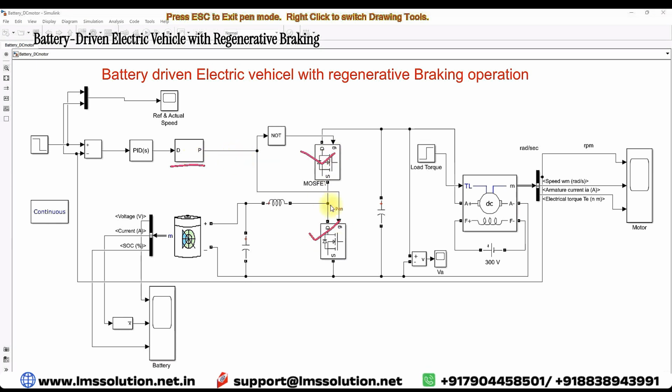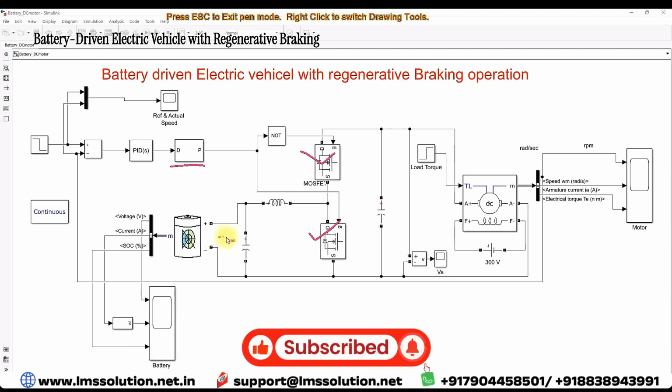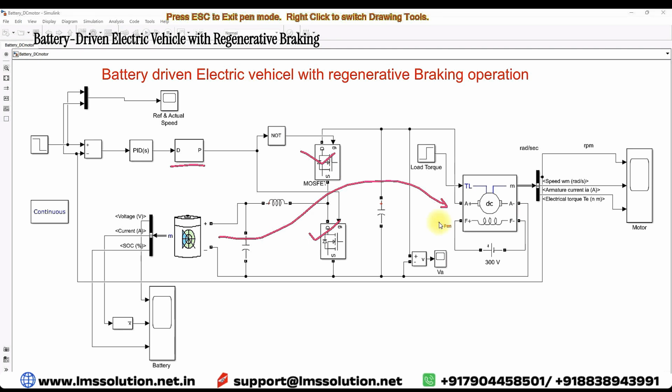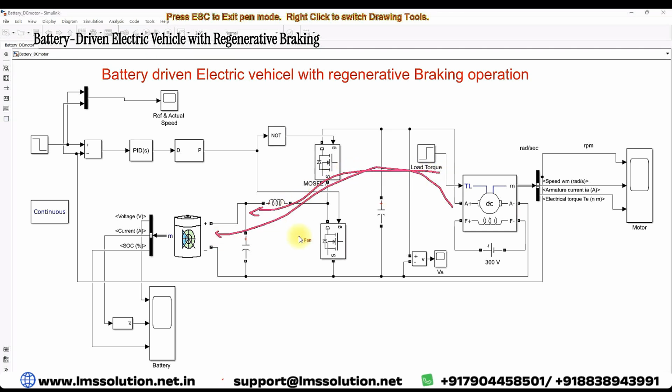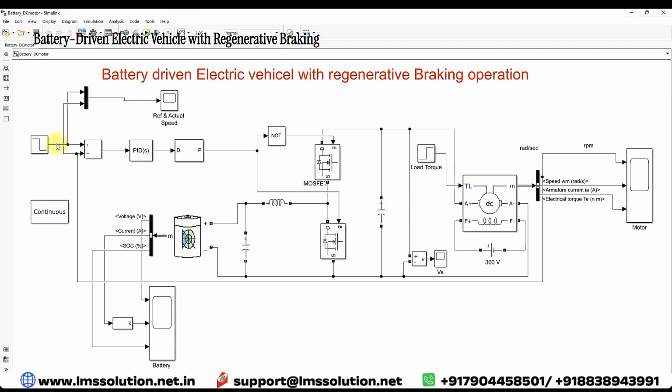It drives the two MOSFETs to supply the power from the battery to the DC motor during motoring operation. During braking, some power will be reversed in the DC motor, and that is going to be stored in the battery. During that time, the current direction is going to be reversed. That will happen when we reduce the speed.